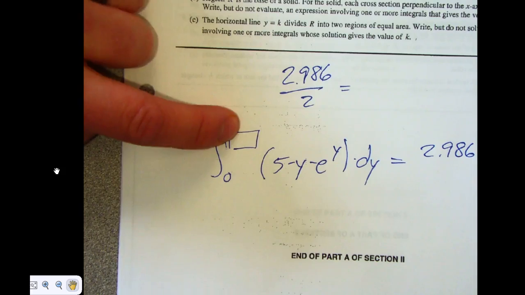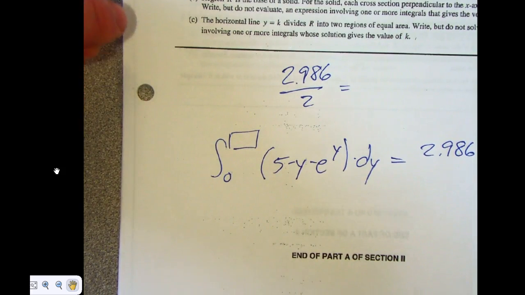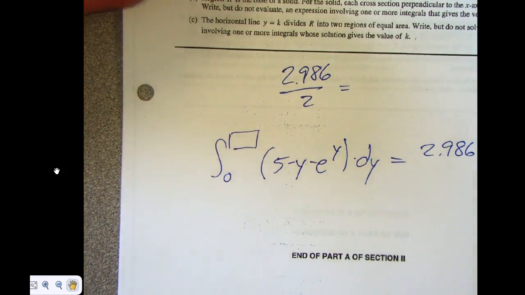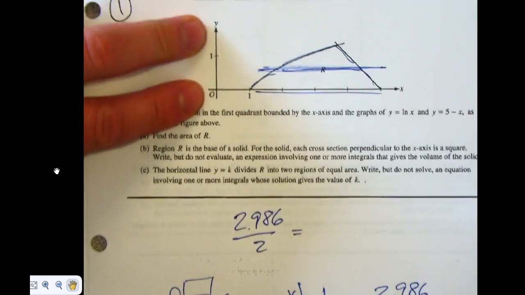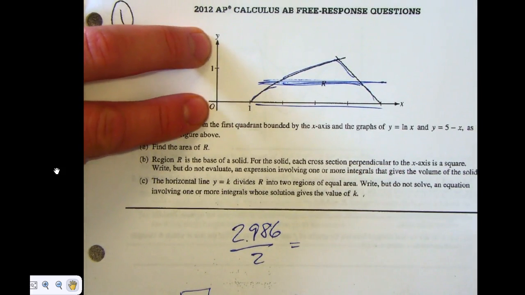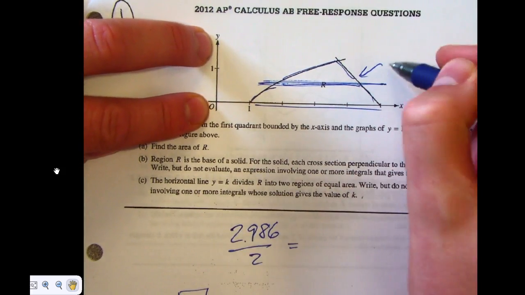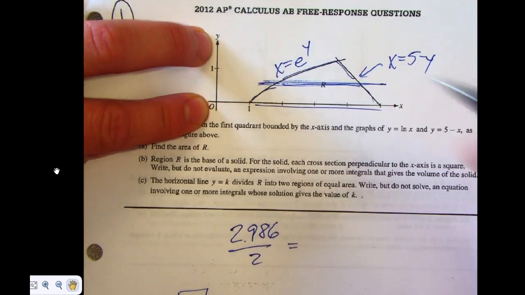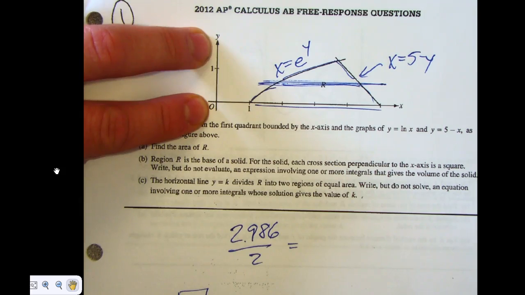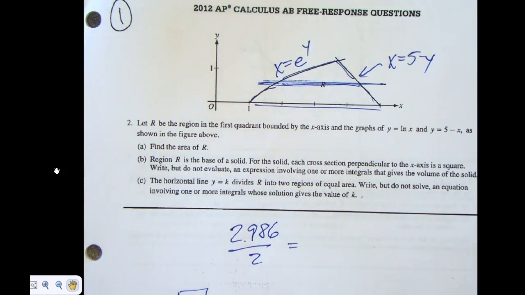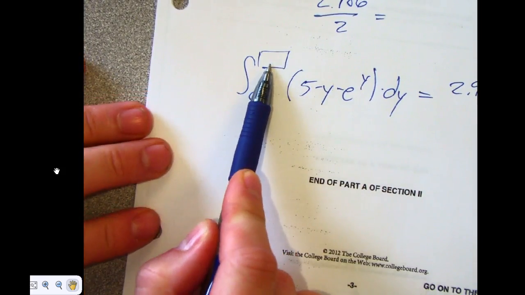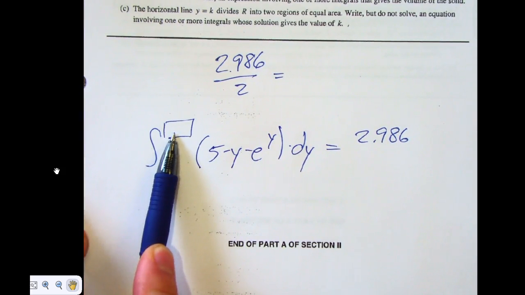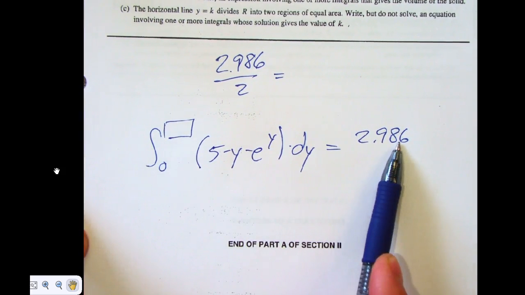2.986. So if I put a 1.3 there, that's the lower and the upper y value of my shape. So this is x equals 5 minus y. This is x equals e to the y. Because it's a horizontal line, I have to look sideways, not top to bottom. So if I put a 1.3 there, that goes all the way to the top of my shape, and that gives me the full area.